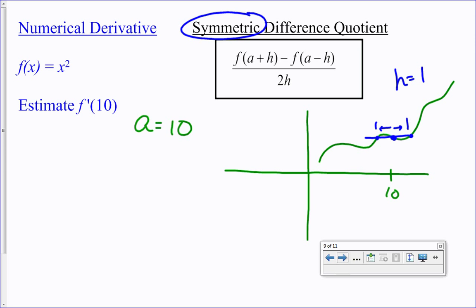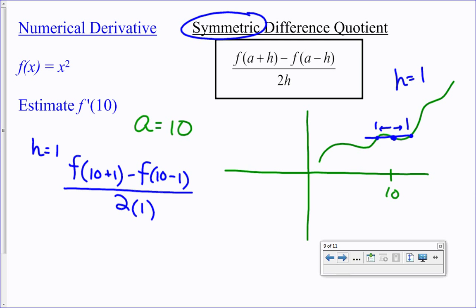Okay? So, let's start with H is 1. So we're going to have f of 10 plus 1 minus f of 10 minus 1 all over 2 times whatever my H is, 1. You can do any number. That will make it symmetrical. Let's say it was going 2 away. I go 2 more than 10 and 2 less than 10. But the whole point is to get smaller and smaller numbers, and it'll get closer and closer to what f prime of 10 actually is. Does that make sense?